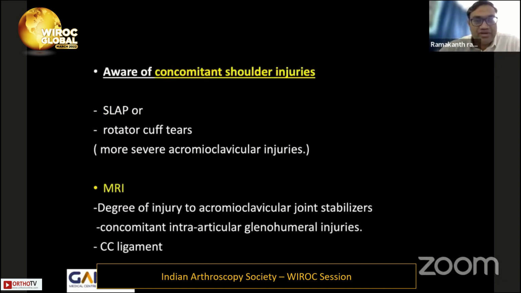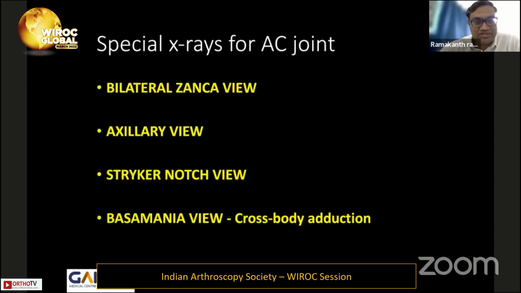So we have to be aware of concomitant shoulder injuries, especially SLAP tears and rotator cuff tears in more severe AC joint dislocations, which can be identified in MRI based on the degree of AC joint stabilizers, concomitant injuries, and CC ligament injuries. The special X-rays for identifying AC joint dislocations are the bilateral Zanca view, axillary view, Stryker notch view, and Basamania view or cross-body adduction stress view.